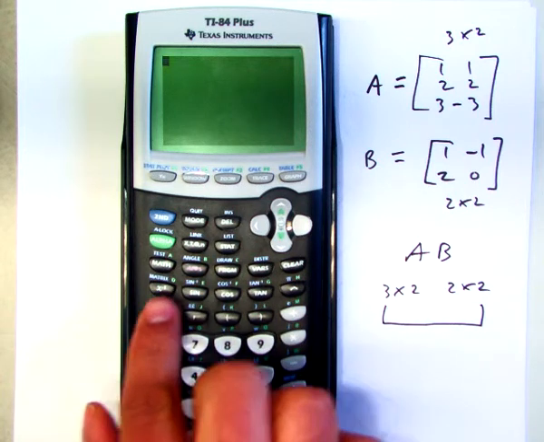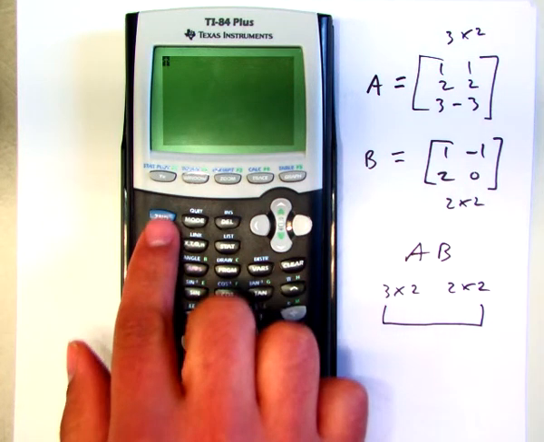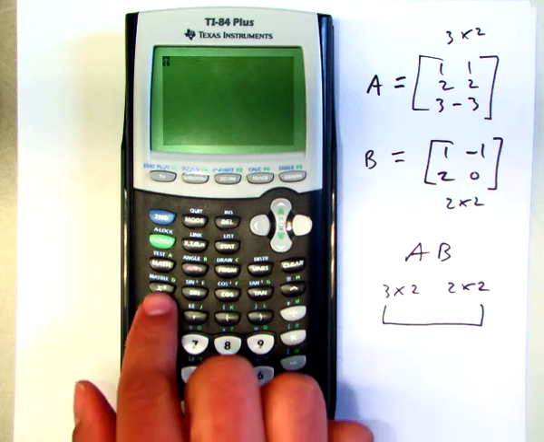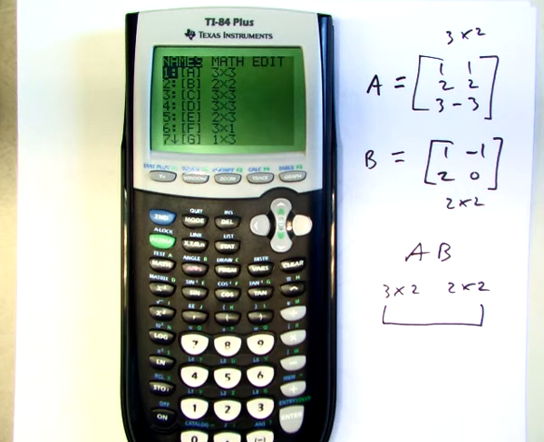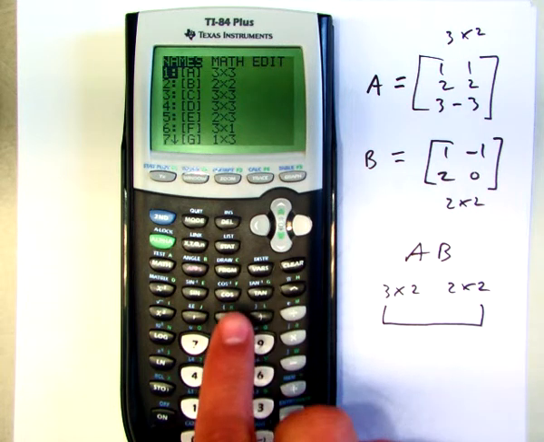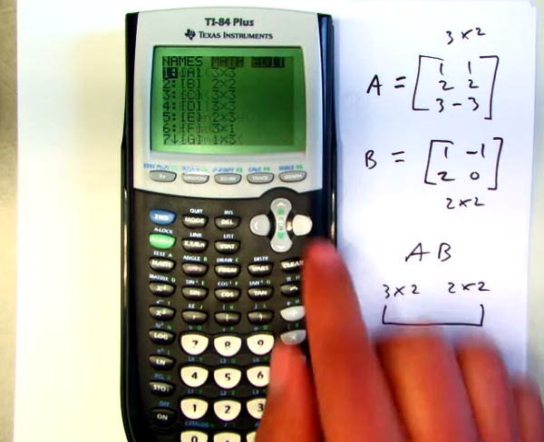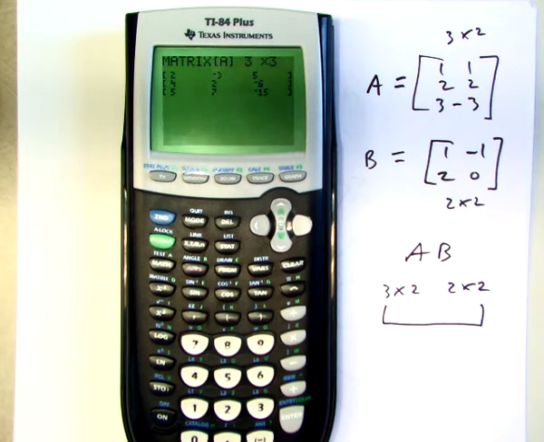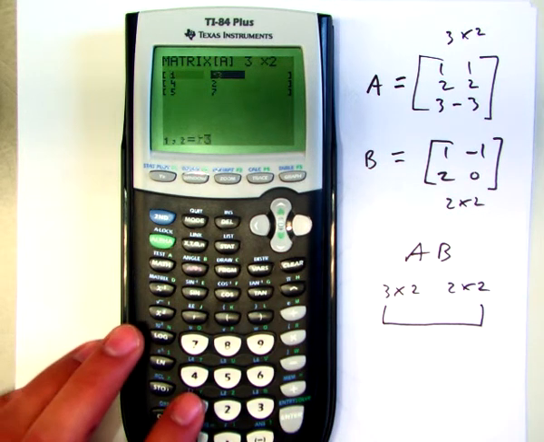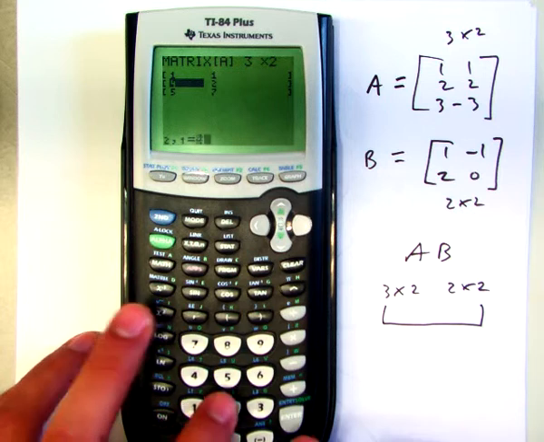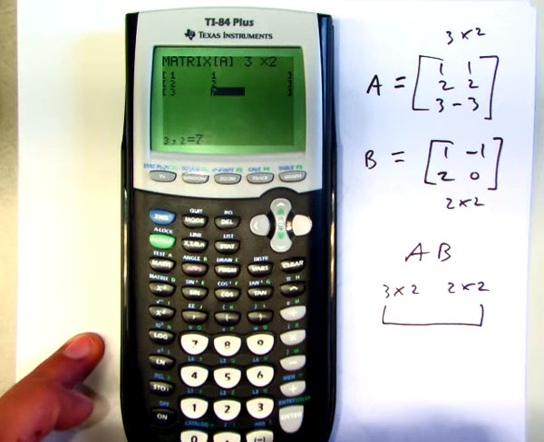So what you do, you press second, and then right above the x to the minus 1 button, it says matrix. That's your matrix menu. What you're going to do is tell the calculator what matrix A and matrix B look like. So you're going to edit, hit enter on A. First thing it asks you is what the dimensions are. So put in the appropriate dimensions, 3 by 2, and now you just enter the entries: 1, 1, 2, 2, 3, negative 3.